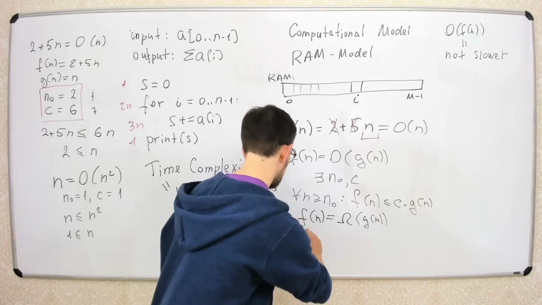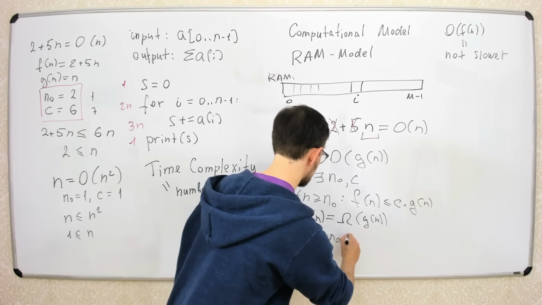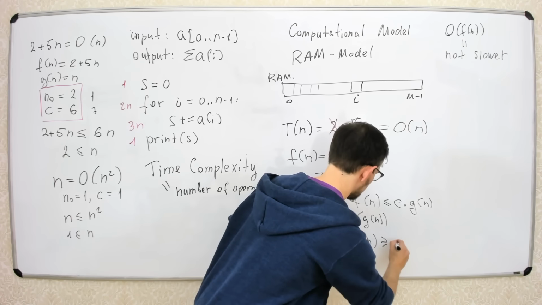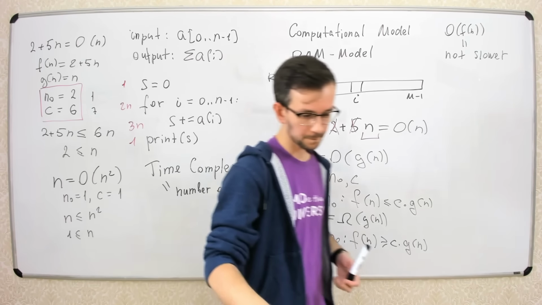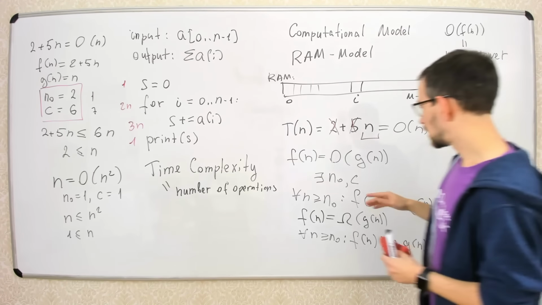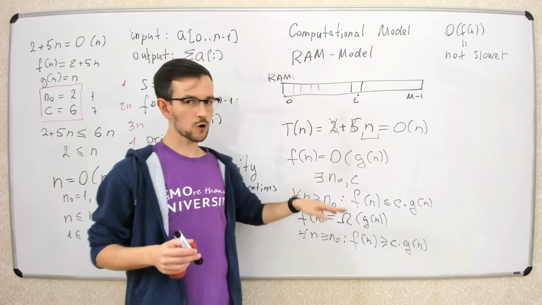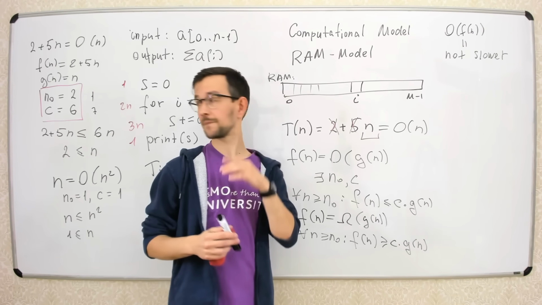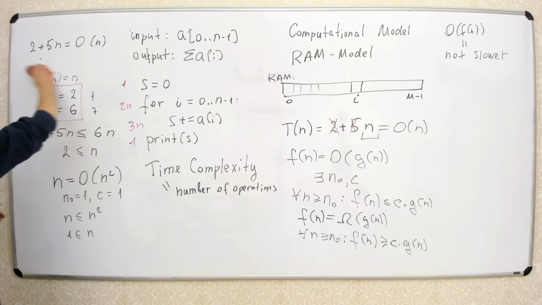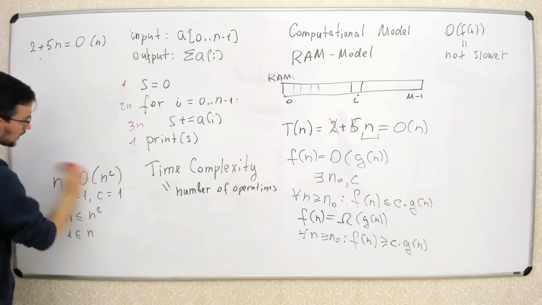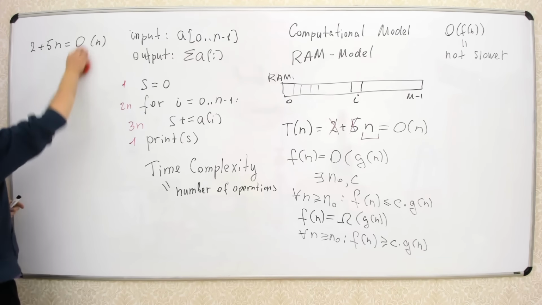So again, there exist some constants n0 and c, so that for all n greater than n0, f of n is greater or equal than c multiplied by g of n. So this big O is the upper bound for the complexity, and this big omega is the lower bound of the complexity. For example, let's show for the same function that the time complexity of this algorithm is big omega of n.